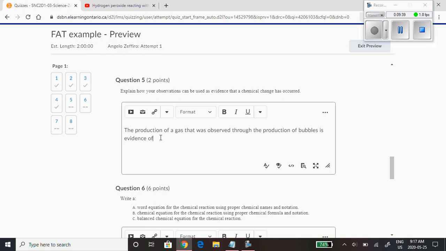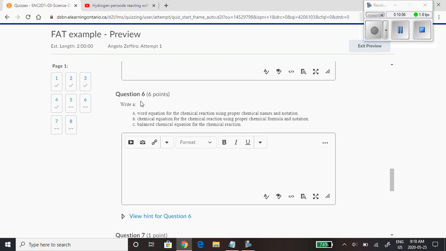Of a chemical change. So the whole idea here is I wanted you to remember that there was a whole list of things, and you can find it in your notes, that if you see something like the production of gas, like bubbles, that's very good evidence of a chemical change, a chemical reaction has occurred. Good. Okay, next.